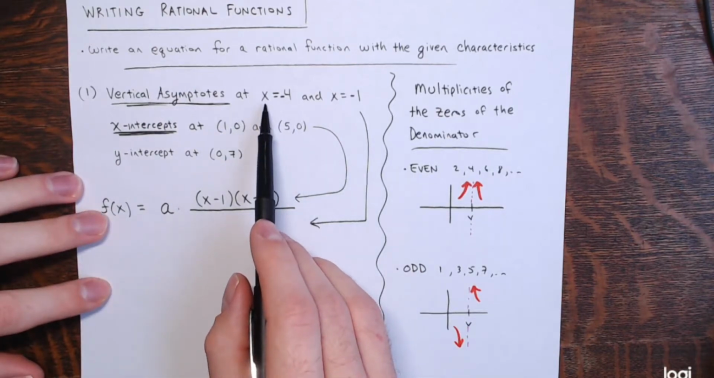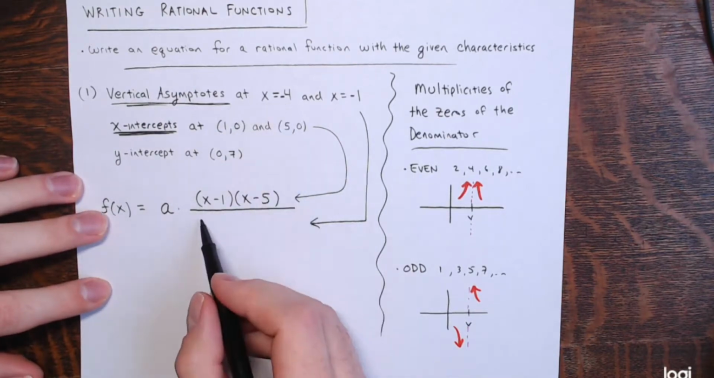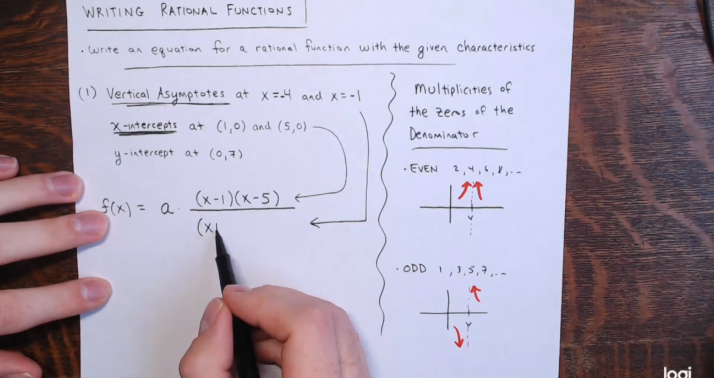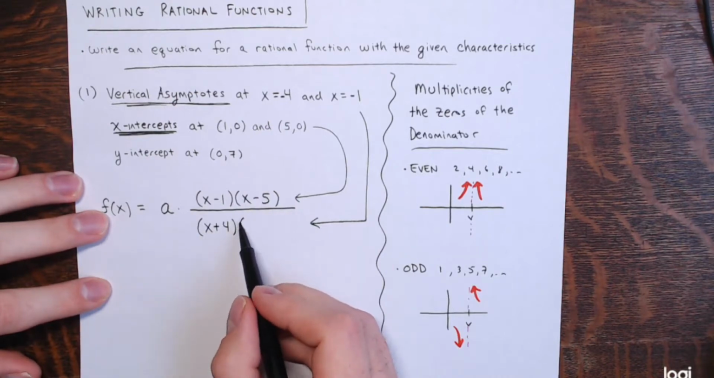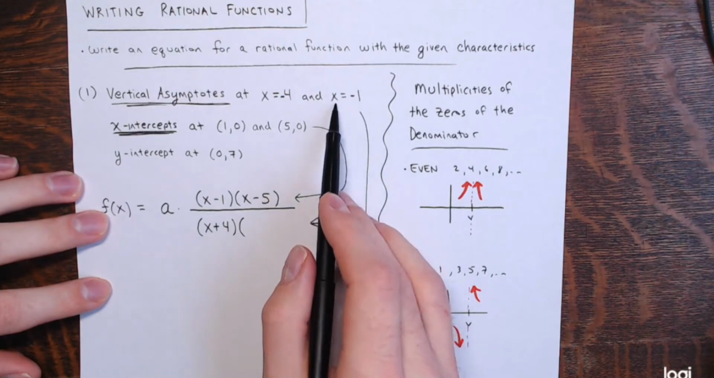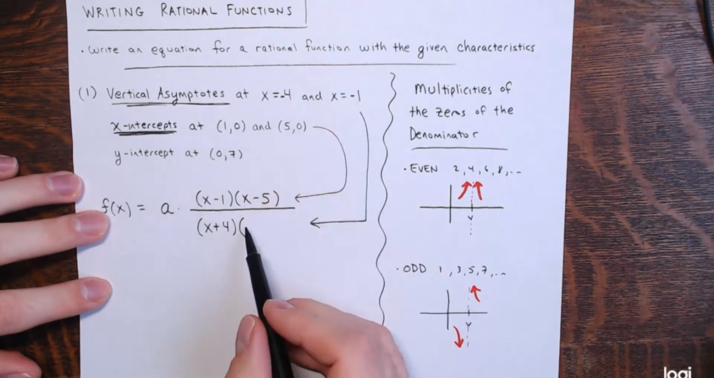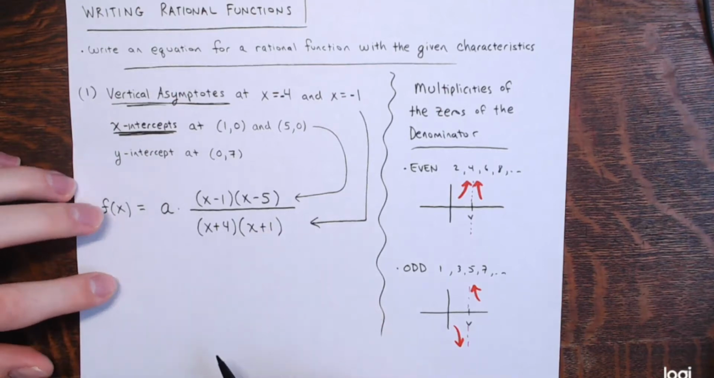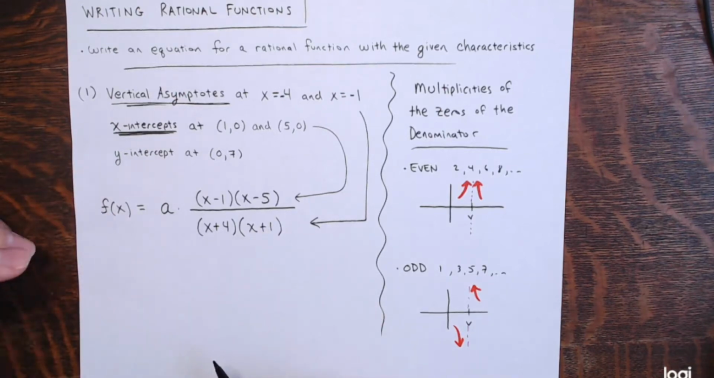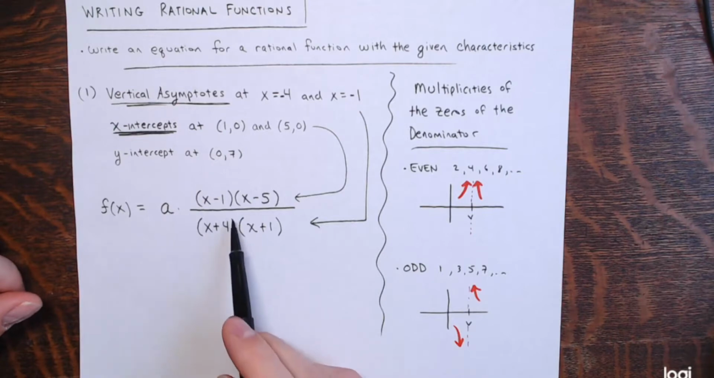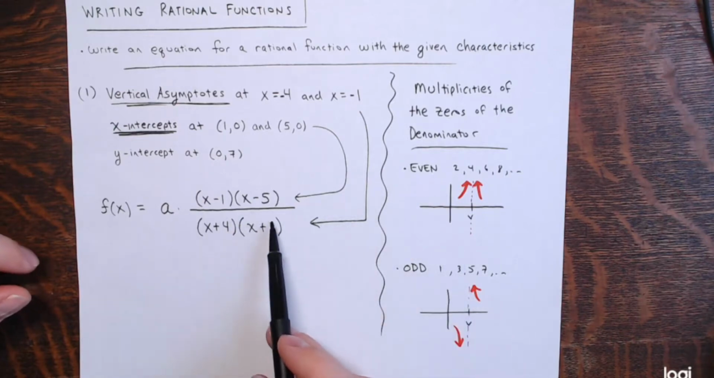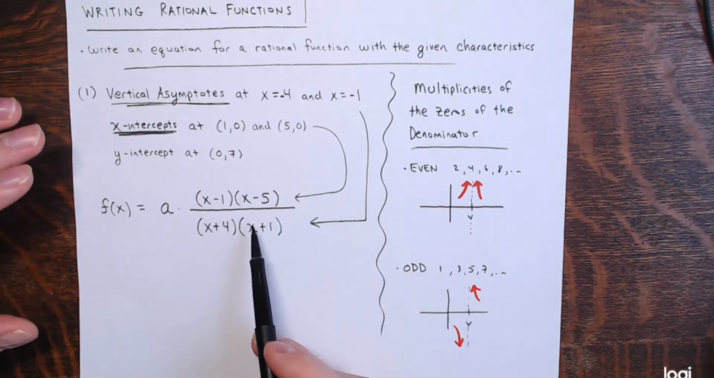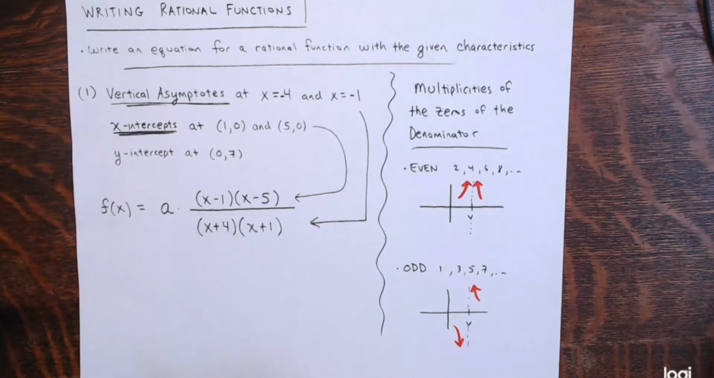There's a vertical asymptote at x equals negative 4. So that means the denominator has a factor of x plus 4 to some power. And there's a vertical asymptote at x equals negative 1, meaning the denominator has a factor of x plus 1, again to some power. Now, they didn't mention anything about how the graph behaves at these asymptotes. So we don't know if there's even or odd multiplicity, so we're just going to keep it as simple as possible based on the information given and keep those as the first power.